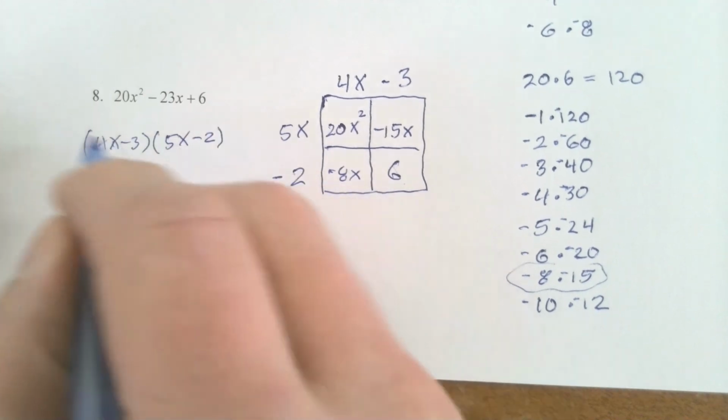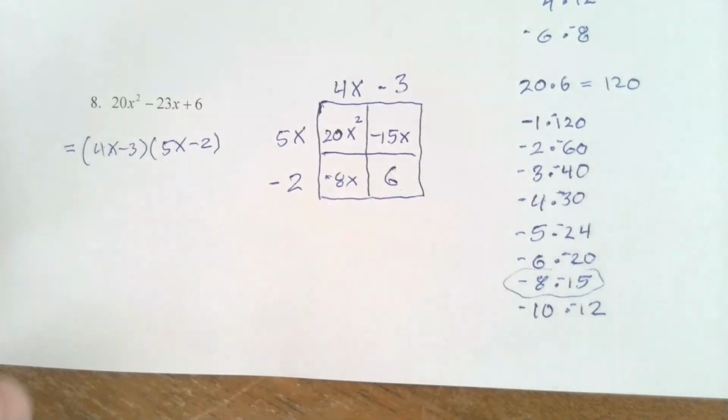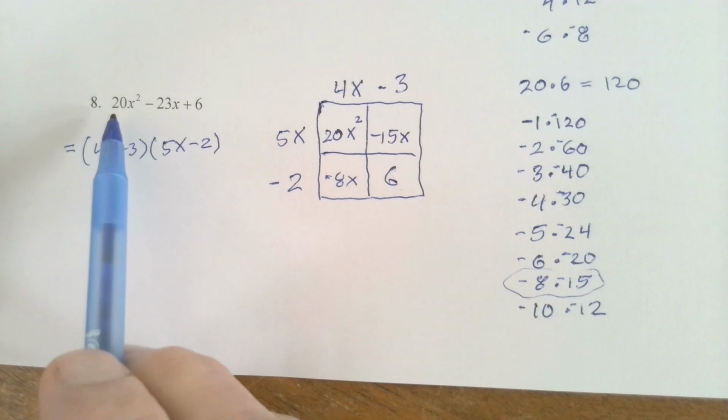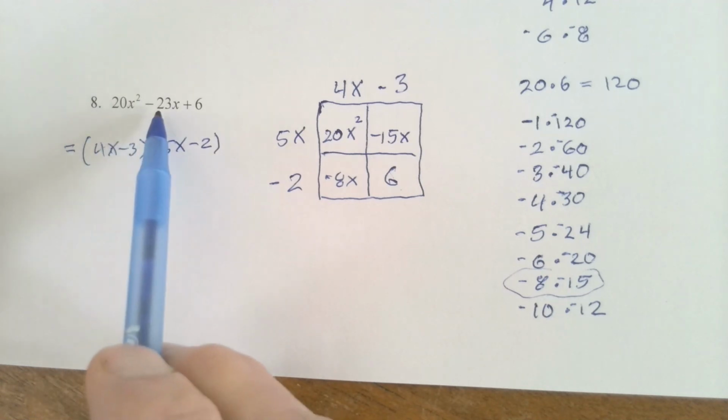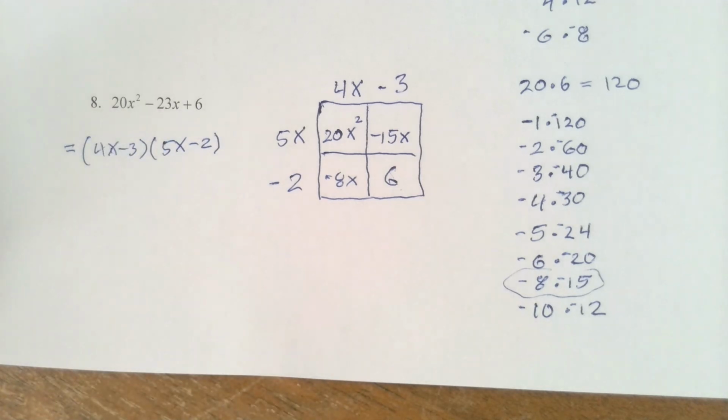And that is how I factor trinomials that have a number here not equal to 1, which also won't divide into the other 2 terms.